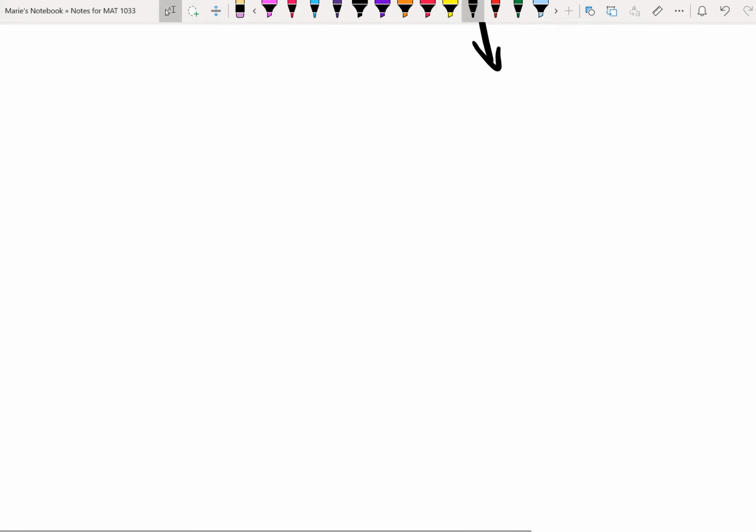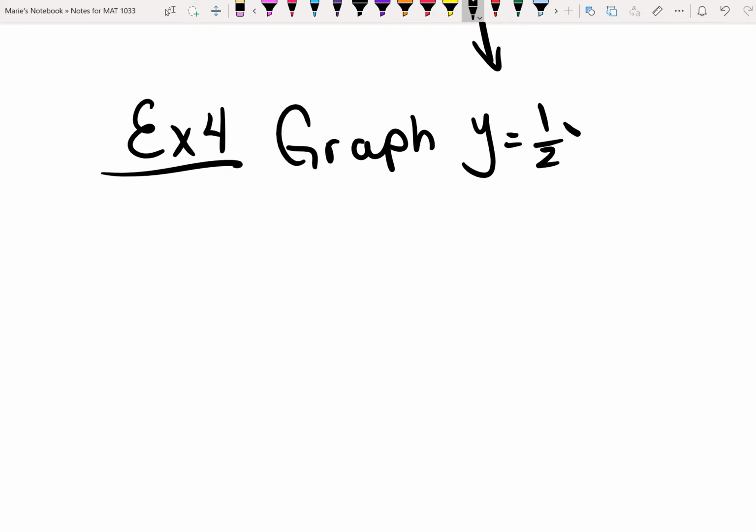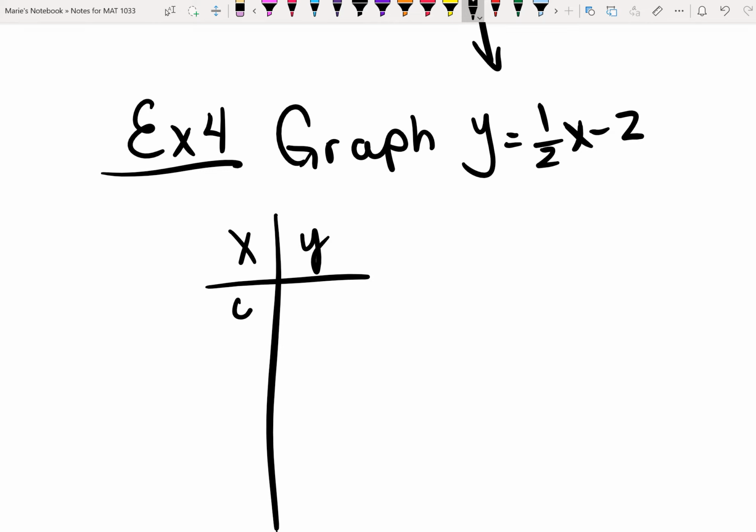Okay, example 4. In example 4, it also says graph. And for this it says y equals 1/2 x minus 2. And so what I would recommend, anytime they ask you to graph, if they don't provide you a table, create one. You can always start with x is 0. With x is 0, this is always your y-intercept. So we know that we have 0, negative 2. And that's a point to start with.